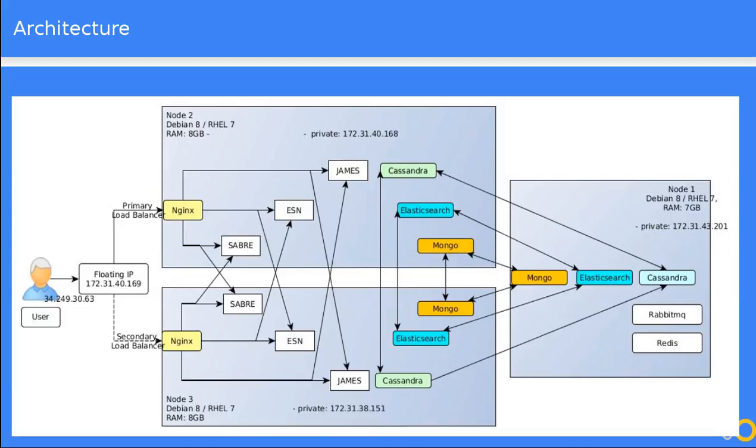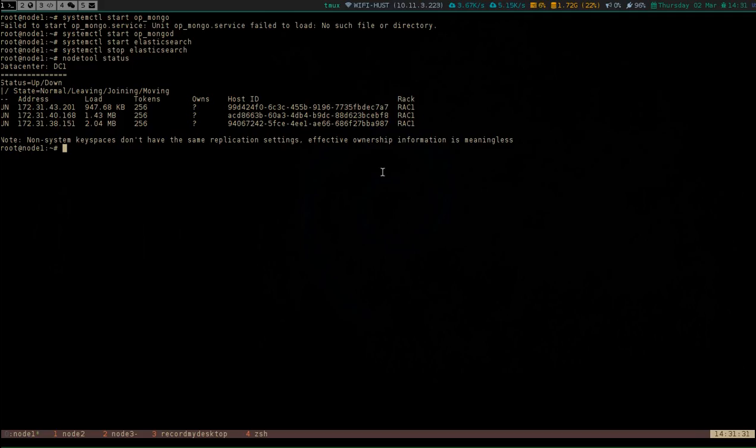We have 3 components: James, OpenPaaS, and Sabre. The first, we have 2 nodes per each component. James has 2 nodes, OpenPaaS has 2 nodes, and we set up 2 nodes on node 2 and node 3. So I set up James and OpenPaaS as system services. I will check on node 2 and node 3.